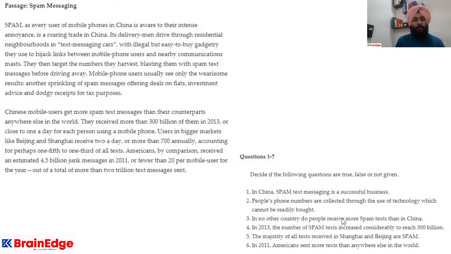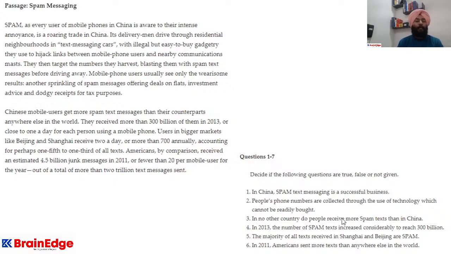So this sentence begins from here and ends here till the full stop. Users in bigger markets like Beijing and Shanghai receive twice a day, which means they receive two messages, or more than 700 annually. For the year, they receive almost 700 messages, which are spam, fake messages, or fishy, bogus messages, accounting for perhaps one fifth to one third of all texts.